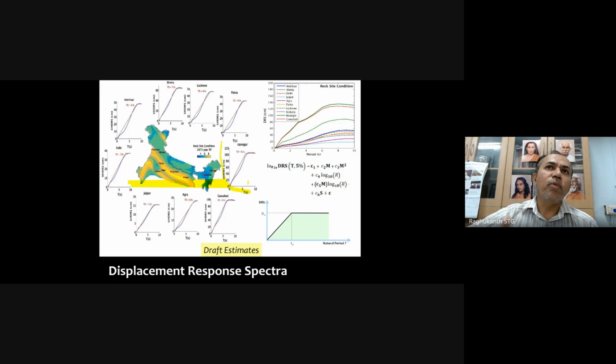So for that, the input has to be given in terms of displacement response spectrum, not in terms of spectral acceleration actually. So this also we have computed, and some work is going on on how to bring this into our IS code actually. So this is under consideration. Maybe you will see these things in the next revision. Maybe after 5 or 10 years, slowly these things will also come up in the IS code.